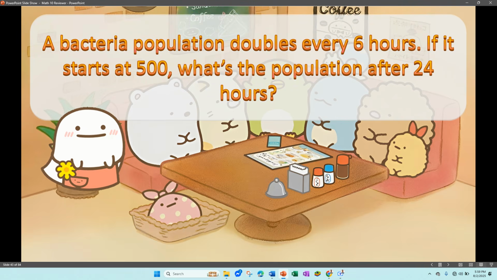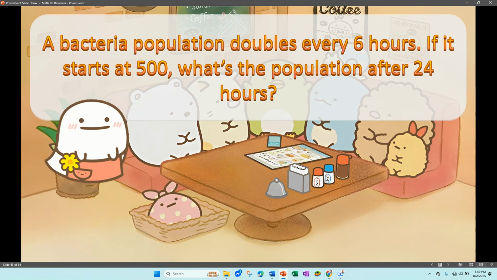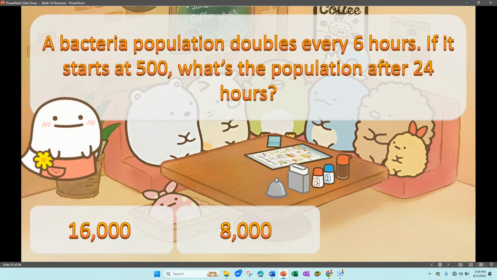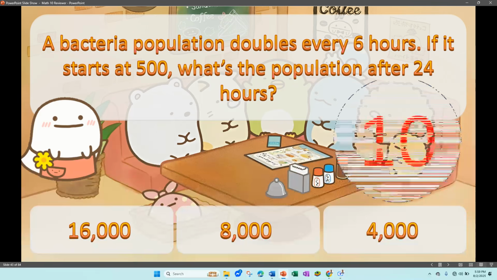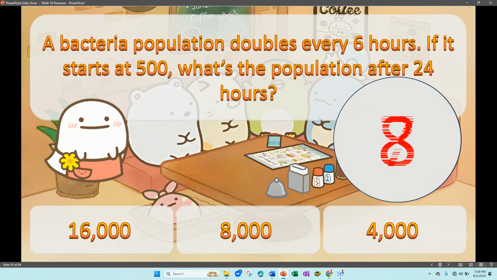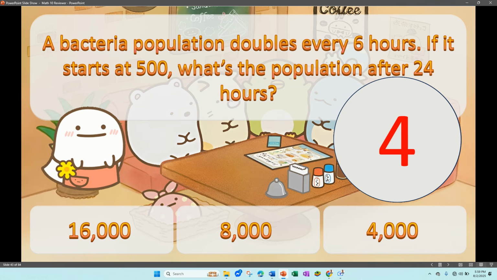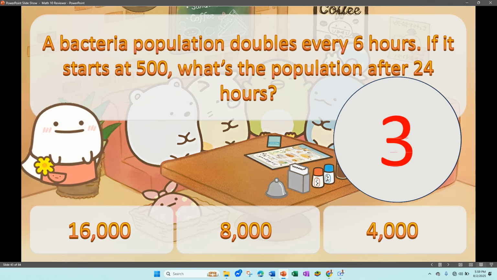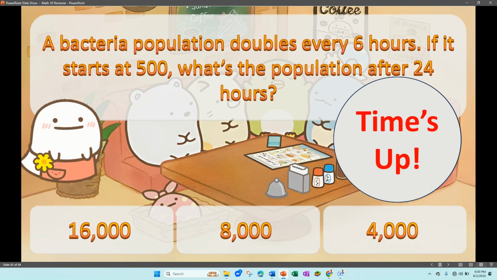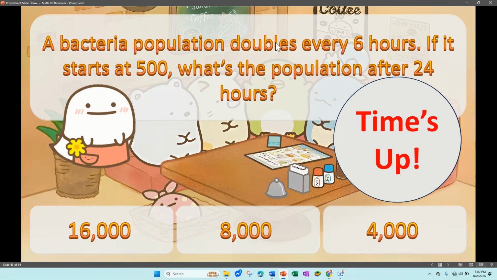A bacteria population doubles every 6 hours. If it starts at 500, what's the population after 24 hours? 16,000, 8,000, or 4,000? Okay, time is up. So this is all about geometric pa rin because of the word doubles.